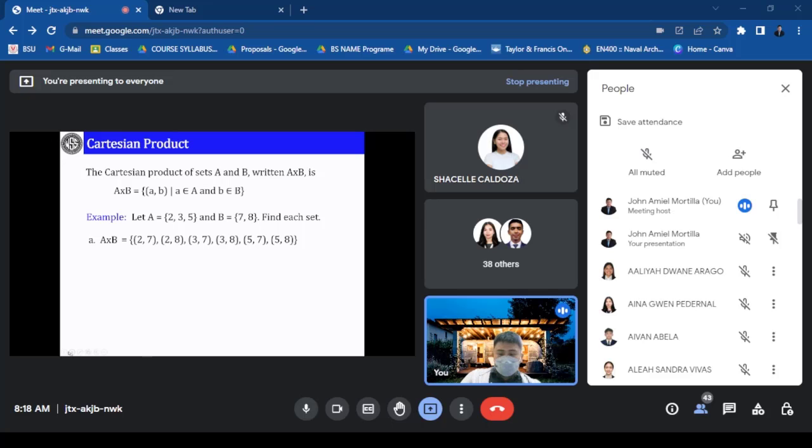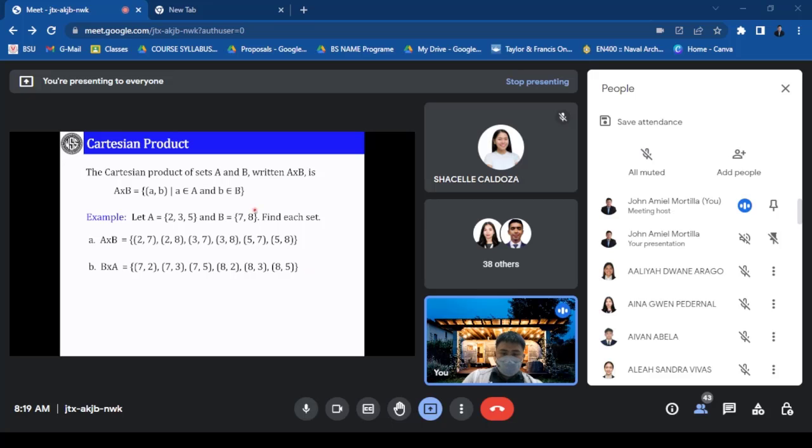So, paano natin nakuha yun? Mapansin nyo is 2 and 7, then 2 and 8. So, distribute nyo lang yung numbers from each set. So, we would get the Cartesian product. So, we have B times A. Pag nag-B times A ka naman, or B x A, so we have (7, 2), (7, 3), (7, 5), (8, 2), (8, 3), (8, 5).